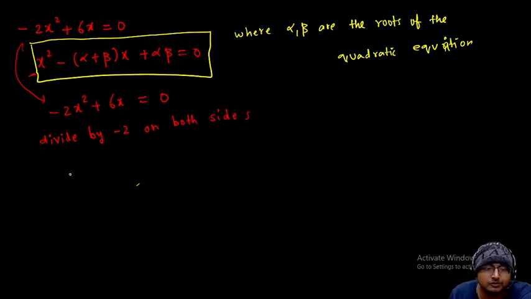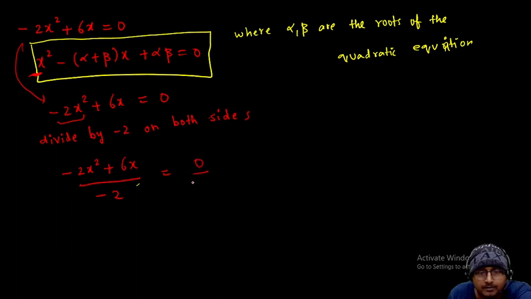Why are we dividing by minus 2? Because we want the coefficient of x square to be 1 in the standard form. So to make the coefficient of x square as 1, we should divide by minus 2. So we will divide the entire equation on both sides by minus 2: minus 2x square plus 6x by minus 2 is equal to 0 by minus 2.